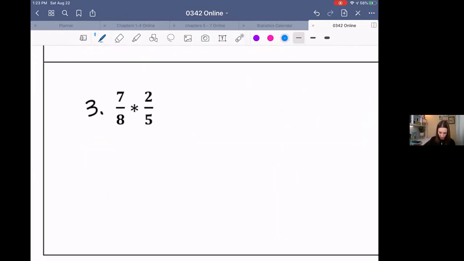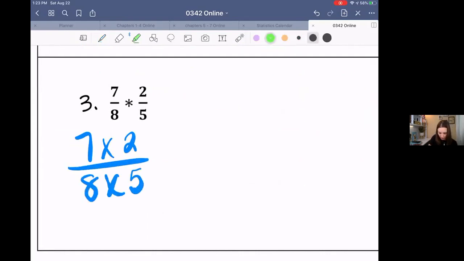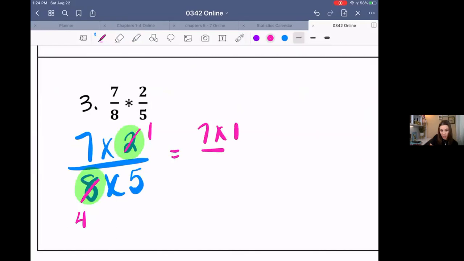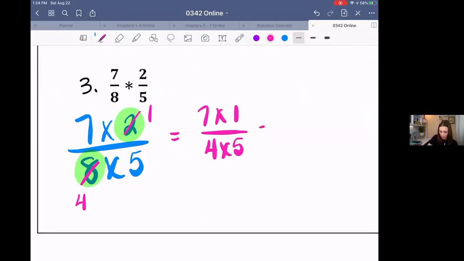Let's look here. 7 times 2, 8 times 5. You might notice we have a 2 in the numerator and 8 in the denominator. So yes, we can reduce first if you would like to. 2 divided by 2 is 1. 8 divided by 2 is 4. So now we're dealing with 7 times 1 and 4 times 5, and we get 7/20.